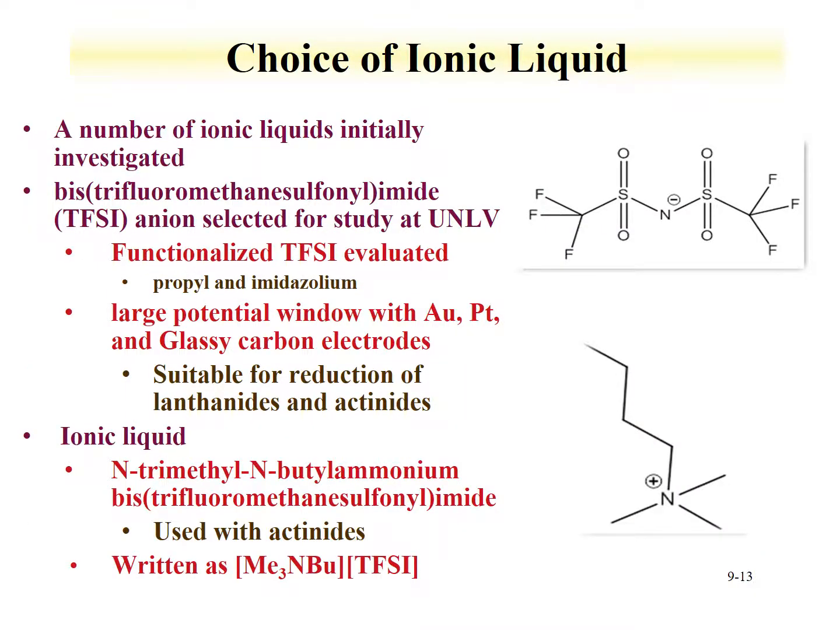As we discussed earlier, there's a large multitude of ionic liquids that are available for study. At UNLV, we've selected the TFSI, the bis(trifluoromethylsulfonyl)imide, as the anion for the ionic liquid, which is shown here. This compound has been functionalized. You can read about this in the literature, and we've shown that it has a large potential window with gold, platinum, and glassy carbon electrodes, and this potential window is large enough for reduction of actinides and lanthanides.